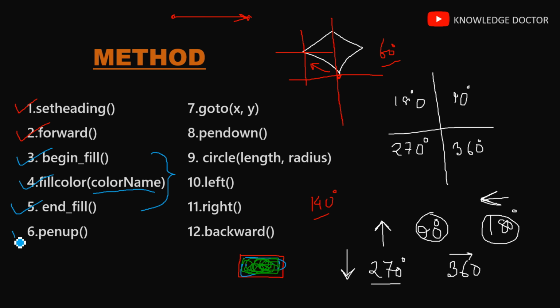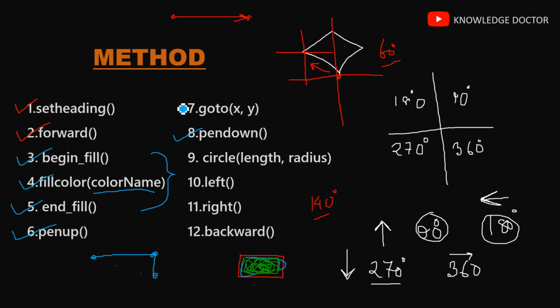Okay, now the sixth one is pen up. For example, if I go in this direction to this direction, and also this one, and I'm not going to draw the lines here. But if we don't want to draw the lines, because we use forward and our turtle will draw the lines, then when you use pen up, that means the pen will not draw the lines. Then we need to use pen down. When the pen is down, it is able to draw.